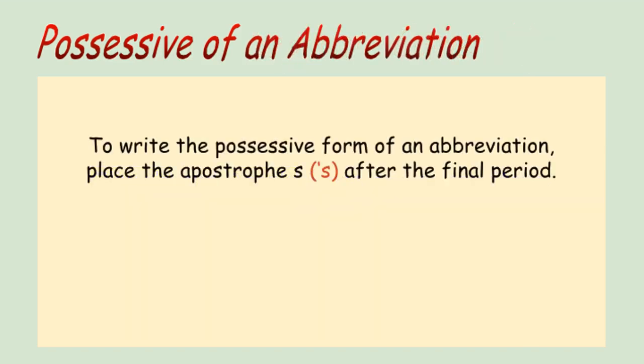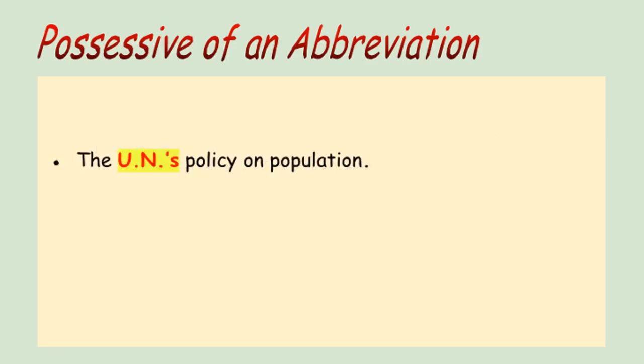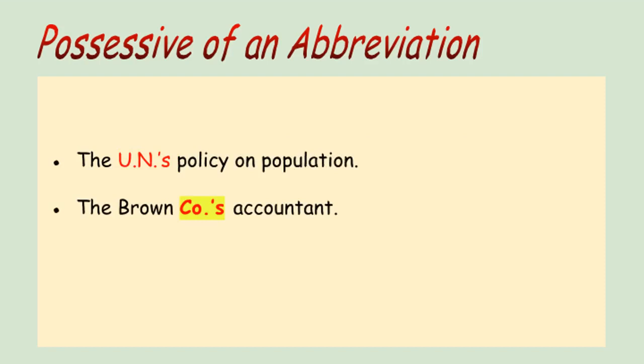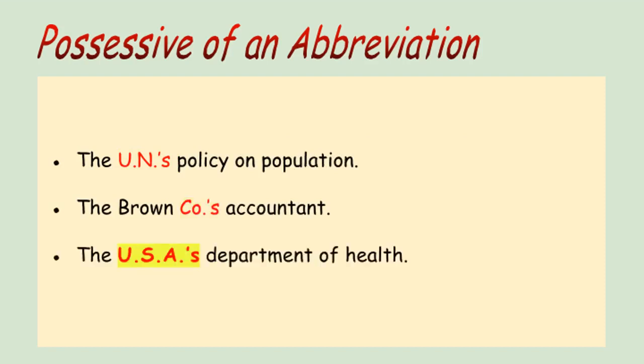Many persons have difficulty determining how to write the possessive form of an abbreviation. Let's now look at that. To write the possessive form of an abbreviation, we simply place the apostrophe s after the final period. Let's look at these examples. The UN's policy on population, the Brown Co.'s accountant, and the USA's Department of Health.